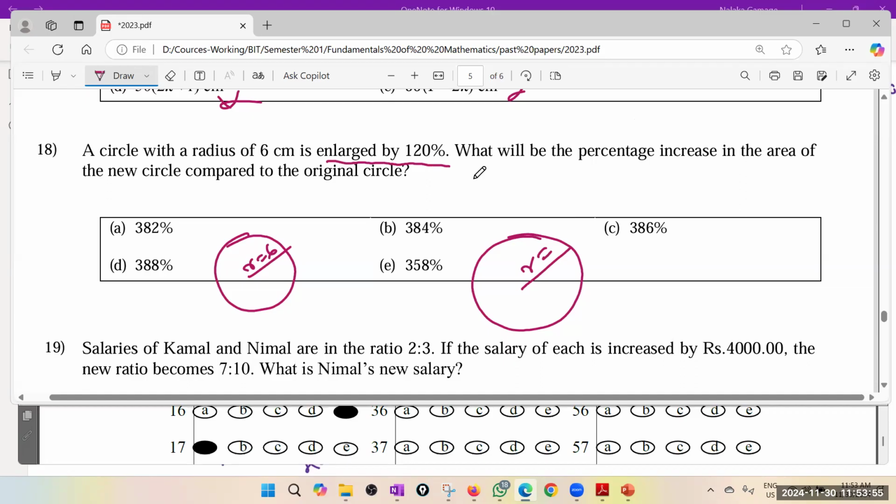So if it is 120%, 100 means 120. No, sorry, 100 means 220.